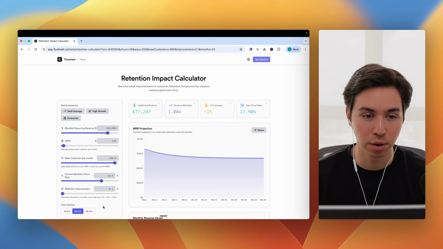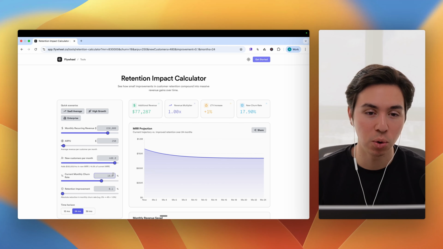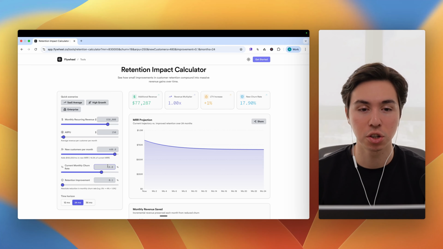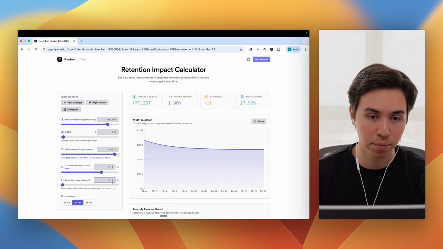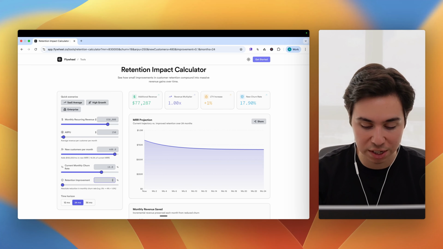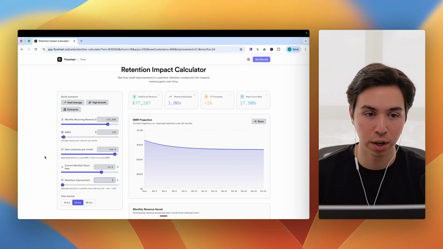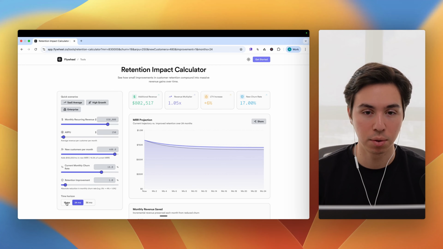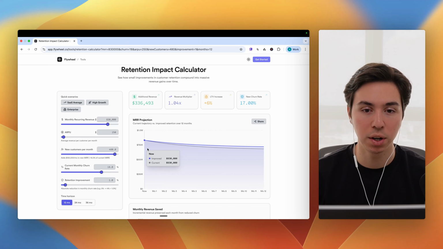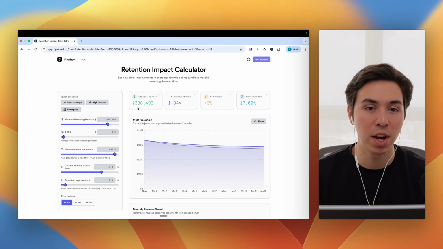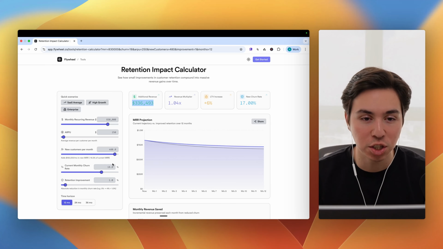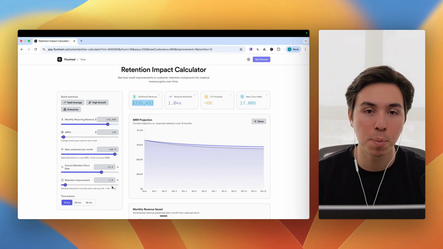So let me just show you, okay? So if you were sitting at these numbers and you brought your churn down from 18 to 17, you reduced by 1 complete point. Let's see what would happen, right? So in 12 months, so month 1, you're the same. Month 2, you already saved $8,000. In the span of 12 months, you end up saving $336,000 by just decreasing churn by 1%.